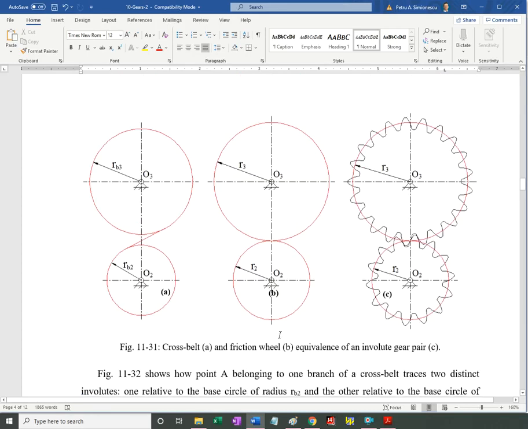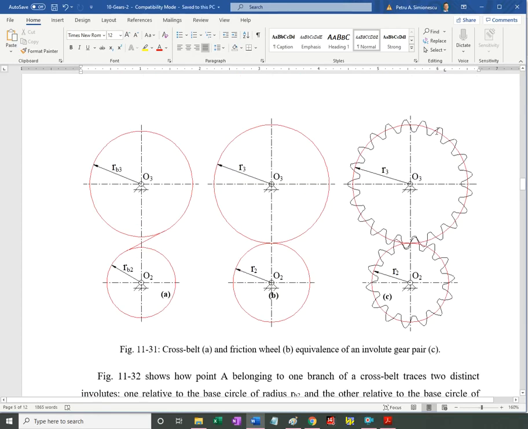We discussed the equivalence between friction wheels and spur gears. The cross belt transmission is added new. And you'll see that the diameters of the sheaves of the cross belt transmission are the base circles, and the friction wheels are the pitch circles.